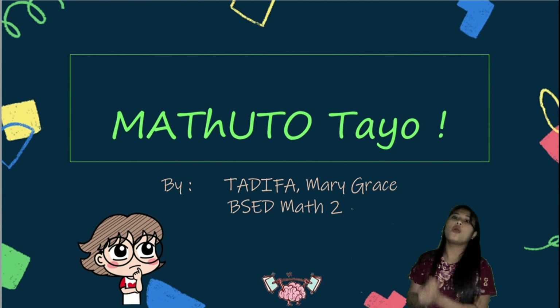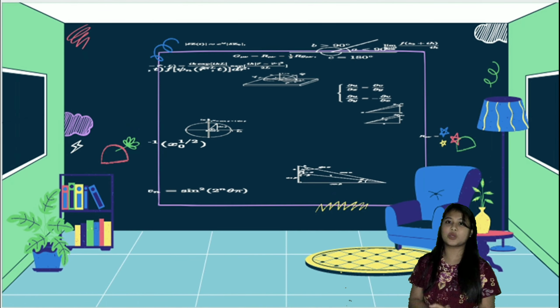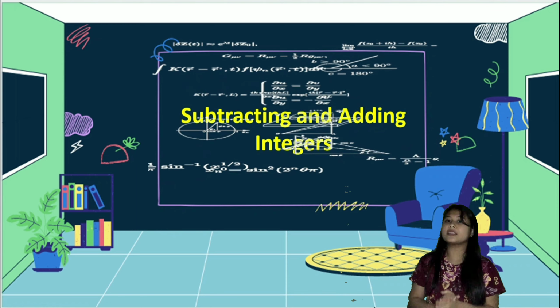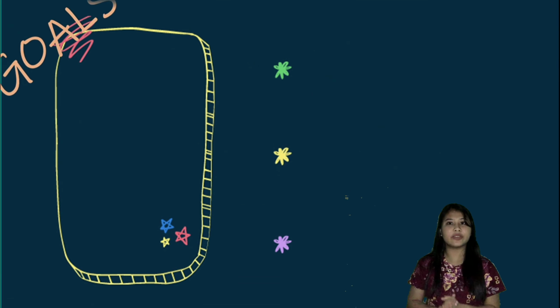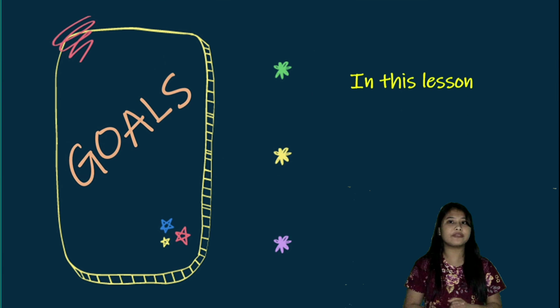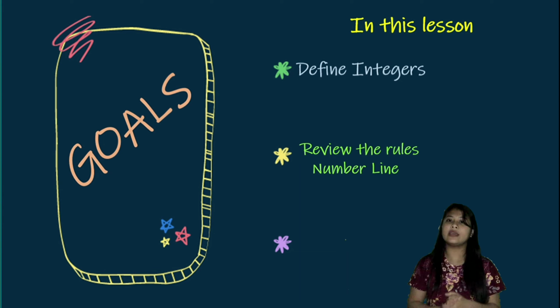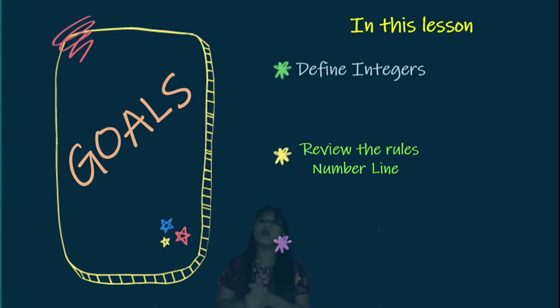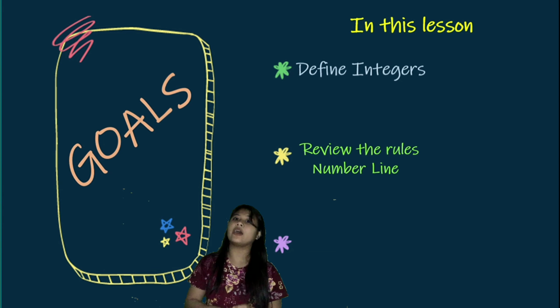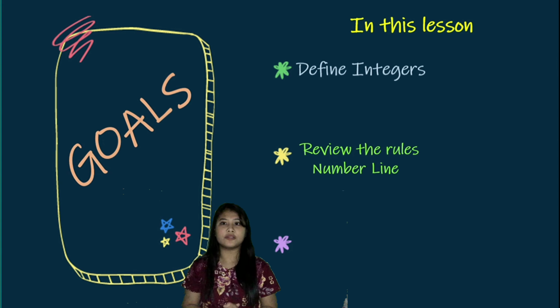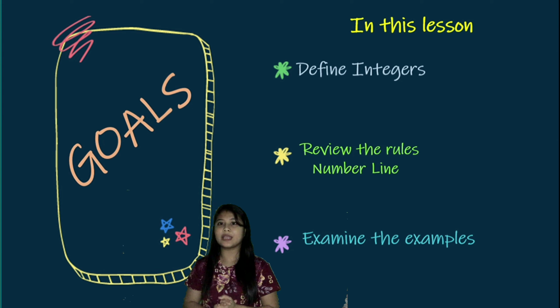In this video, we will tackle integers. Before that, here are some goals that we need to achieve in this video. First, we will define what integers are, and we will determine the rules in adding and subtracting integers. Also, we will discuss the purpose of the number line. The last goal of this lesson is to present some examples which can demonstrate how the rules are being used.